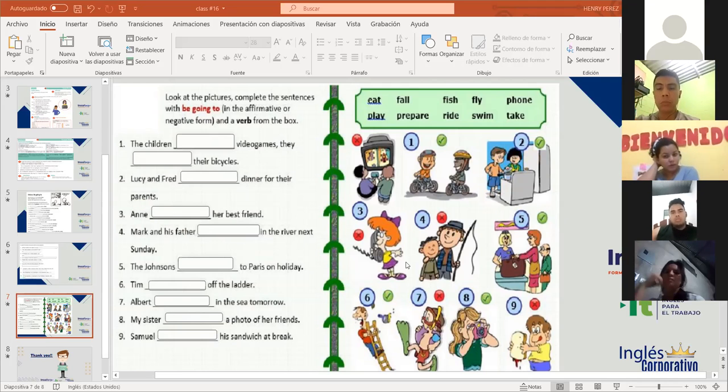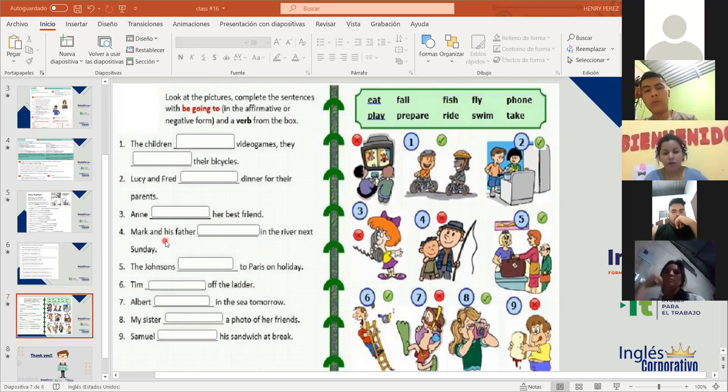No sean tímidos, right? Porque no van a aprender si no hablan, right? Jamás, nunca, right? Se los aseguro. Si no practican, es como que nomás están sentados, right? So, espero la participación. Okay, Johnny, thank you. Anne is going to phone her best friend. No. In negative. Ah, okay. Anne is not going to phone her best friend. Excellent. Very good. You see, when you practice, you can make corrections, right? En la práctica se corrige. Good job, Johnny. Excellent.